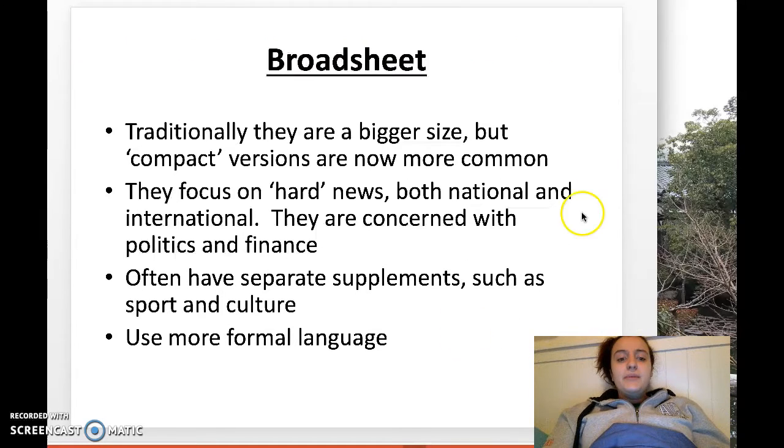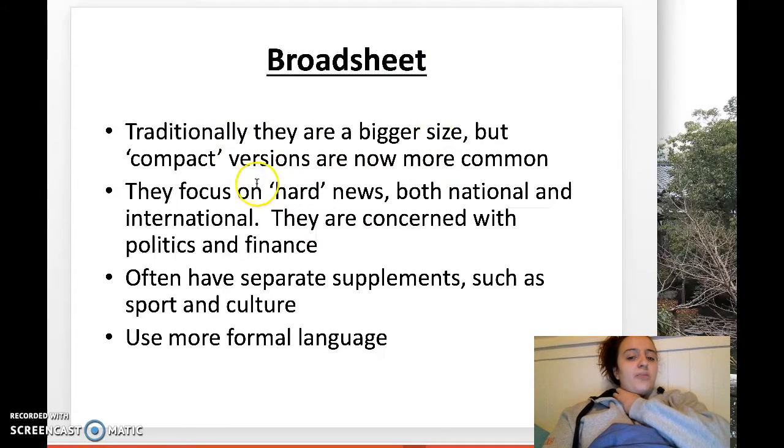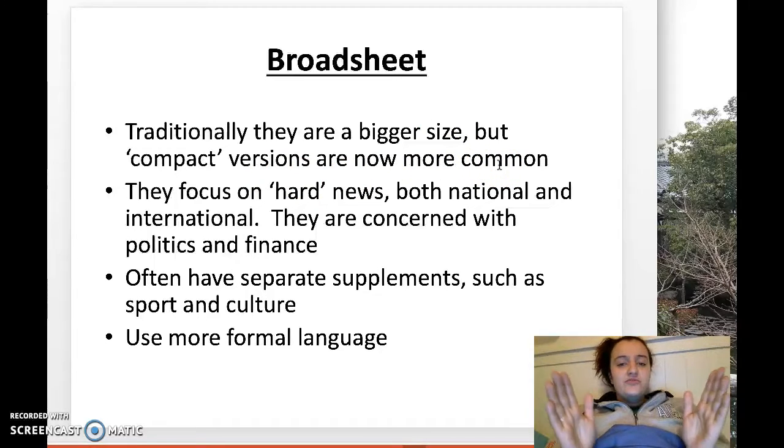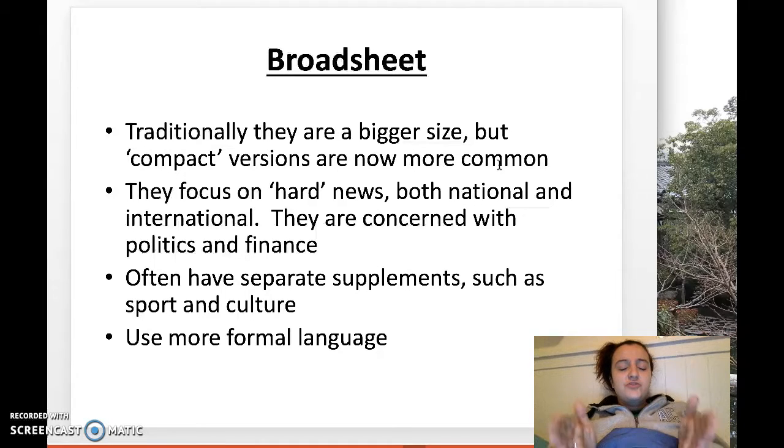Alright, please copy this down, okay? So a broadsheet, traditionally they are bigger in size, but compact versions are now more common. So as I was saying, to reduce cost, the traditional broadsheets are now being condensed.